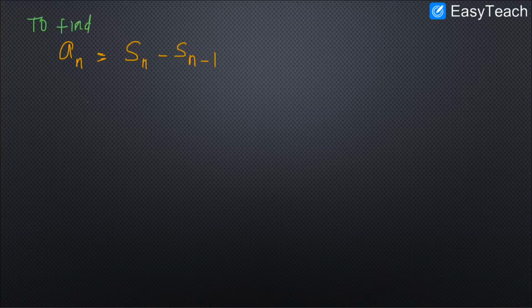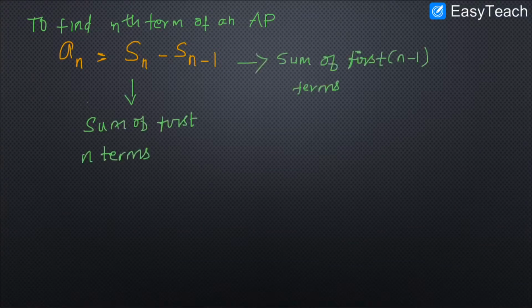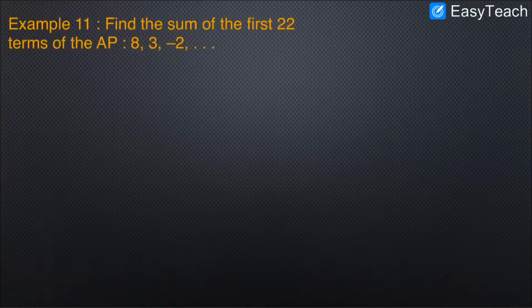Here is another formula, which is an equals Sn minus Sn minus 1. This formula is to find the nth term of an AP. Here Sn denotes the sum of first n terms, and Sn minus 1 denotes the sum of first n minus 1 terms. These are the formulas we are going to use under this topic to solve the problems.